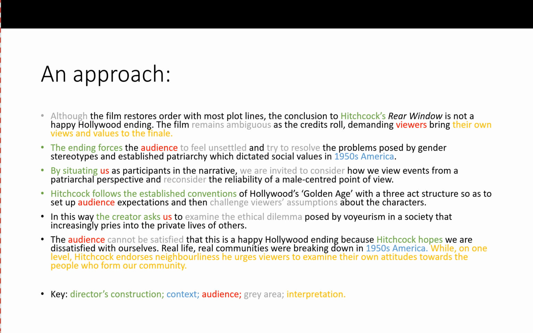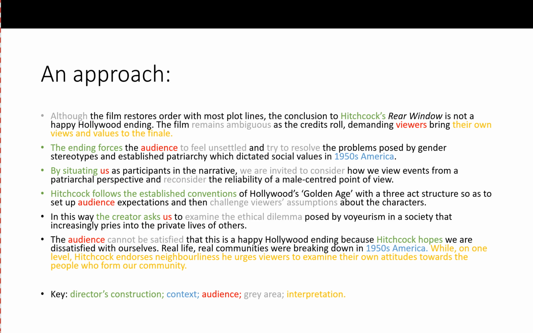Although the film restores order with most plot lines, and I'm talking about relationships there, the Lonely Hearts and the composer, good job. A new resident in Thorwald's apartment, painted white. Nice. Most things resolve. Stanley gets home from military service or training or wherever he's been, to go to the fridge and get a sandwich.